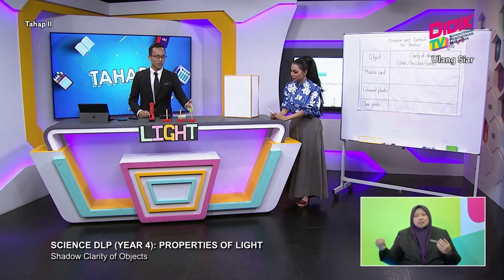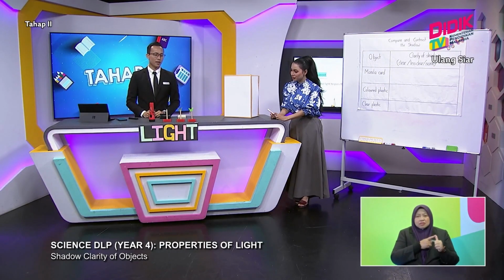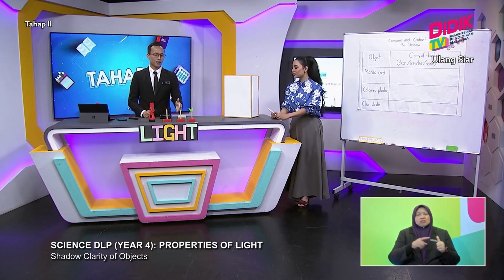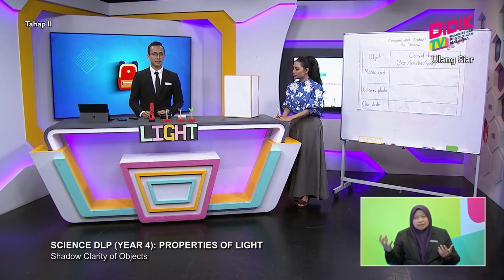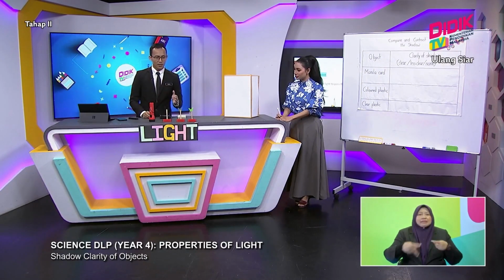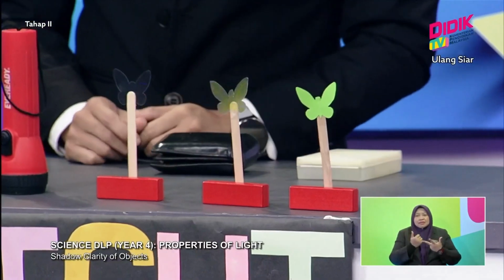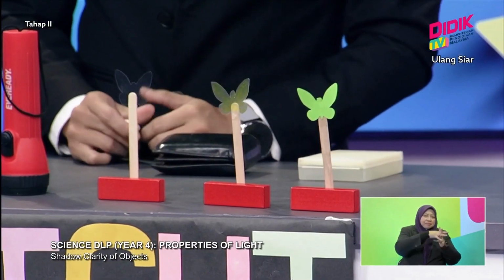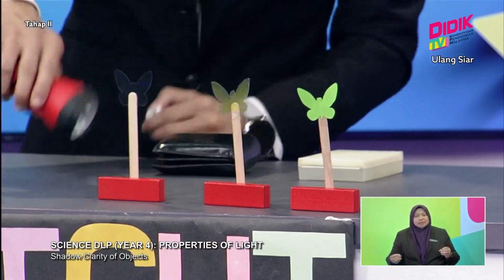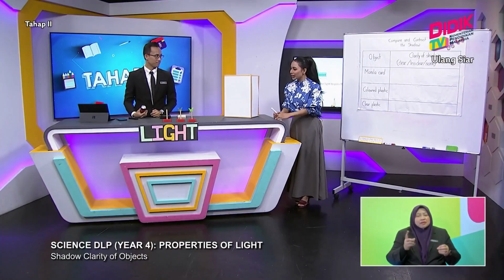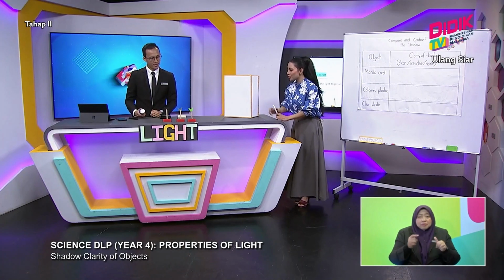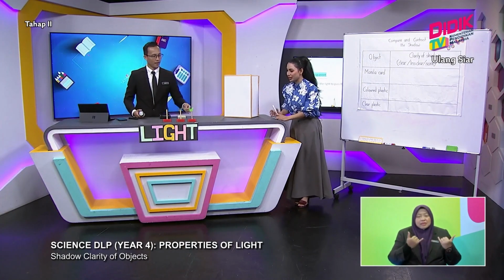So the first one, the green one here, it's made out of Manila card. All right. The second one here is made out of colored plastic. And the third one is made out of a transparent object. Okay, so Shafika, which one would you like to test first? Can I try the one that has the full color green on the left side here?